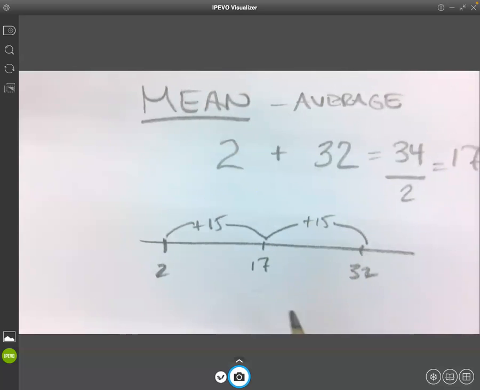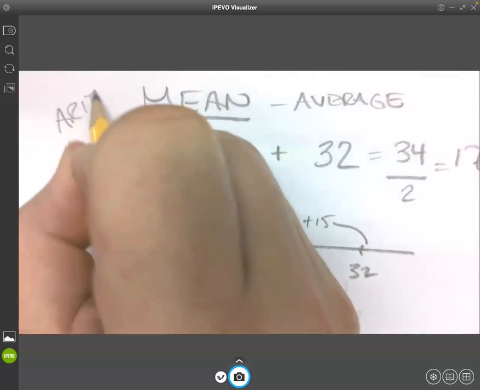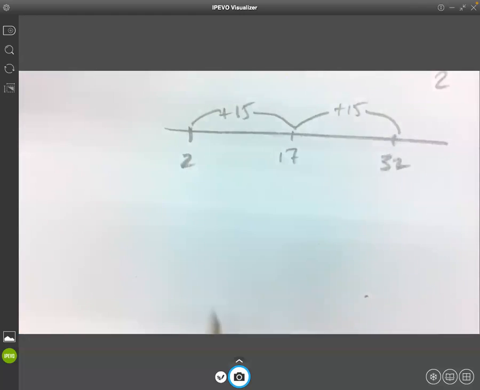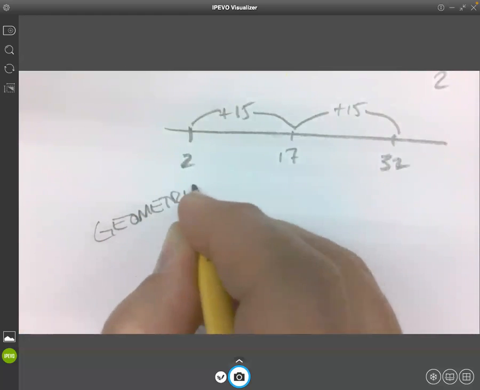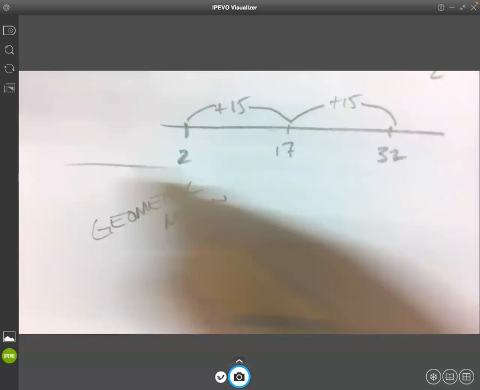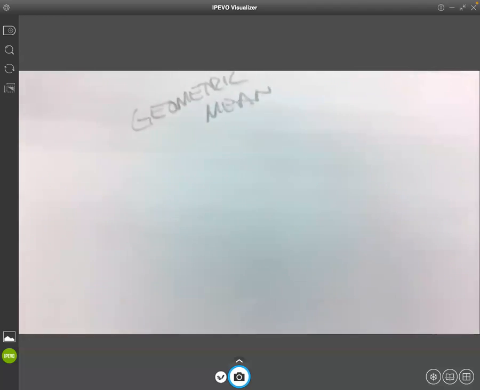Well, it turns out you guys have been fed a bill of goods that's only half true. This is not the only mean. This is actually called the arithmetic mean. And today we're going to be learning about something called the geometric mean. Now, to do this, before we get into this, I got to do a little bit kind of background stuff.